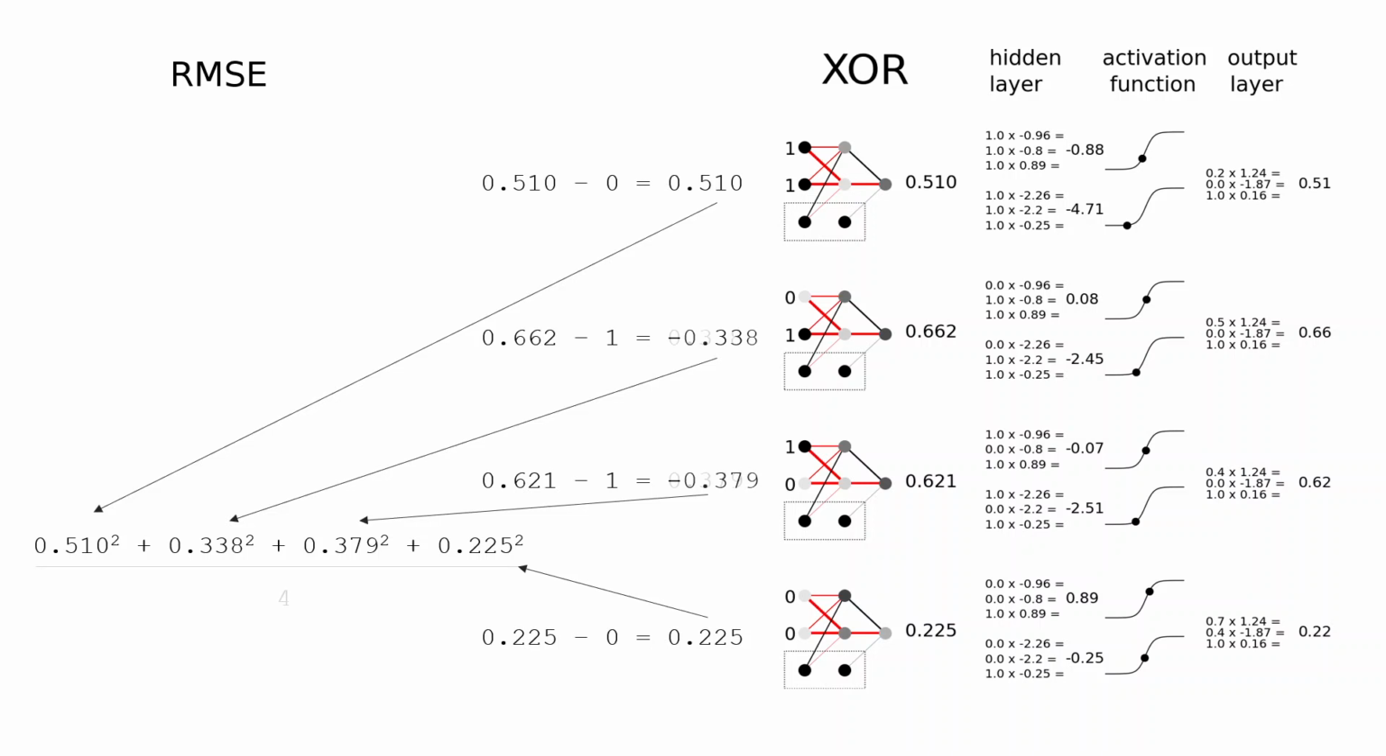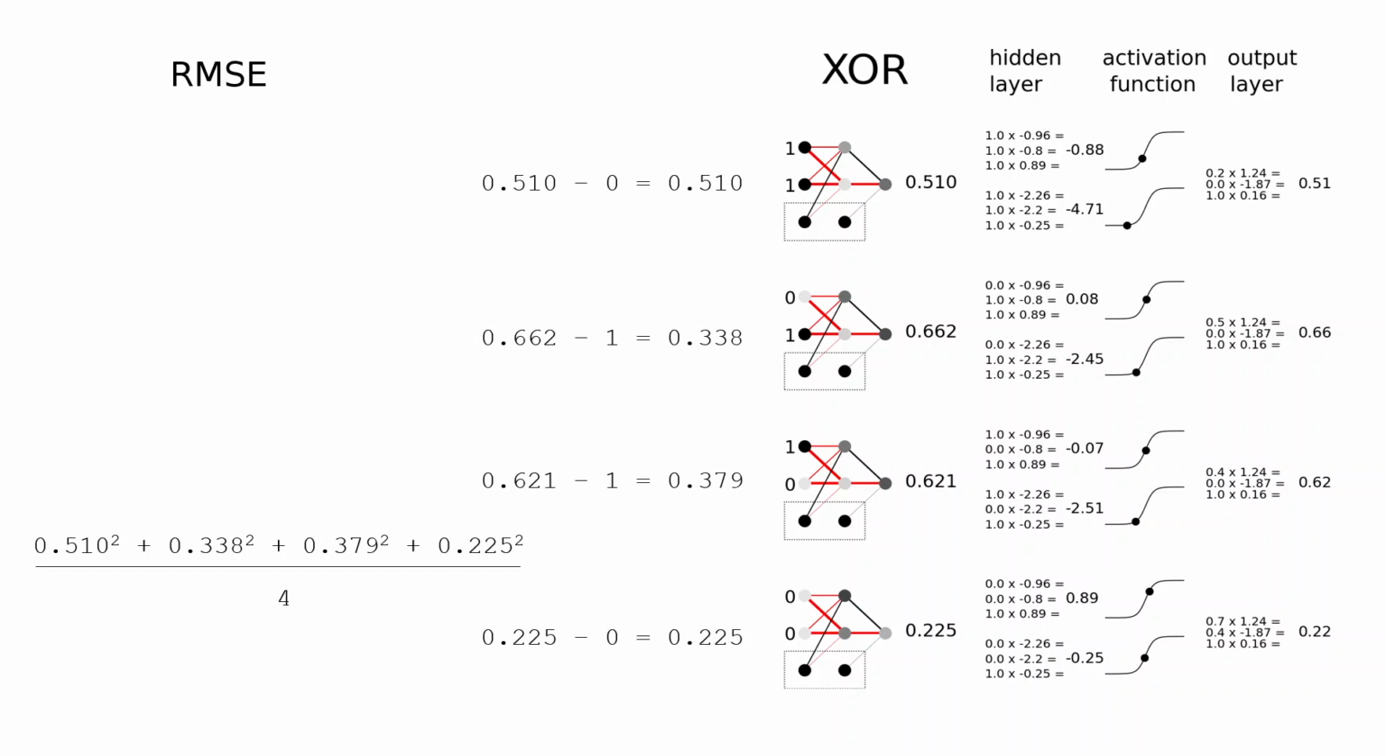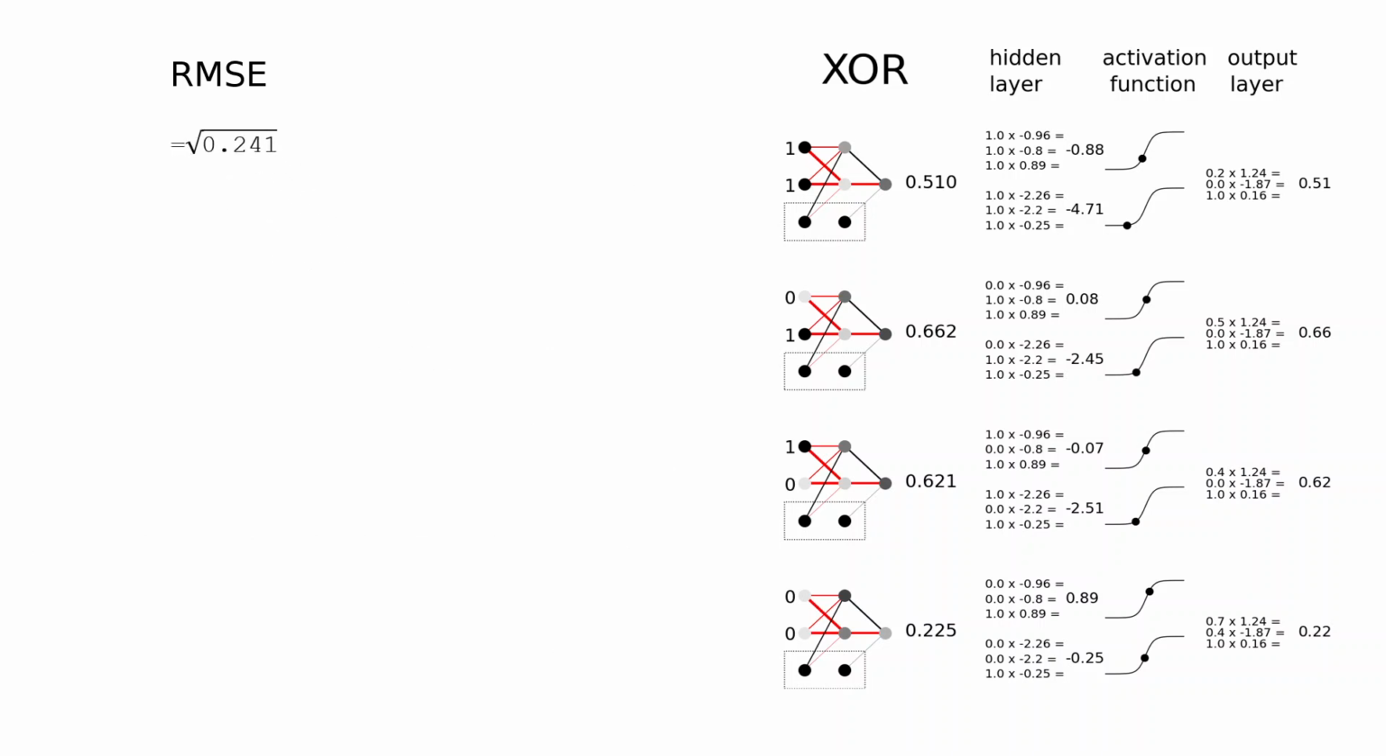The next step is taking the average or the mean, that's the M. Then we get a number. And the last step, I'm just going to shift it up to the top, is taking the root. And then we get the final number. And this number indicates how well the network performs.